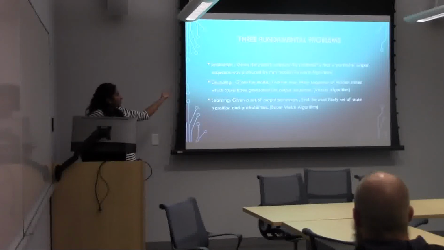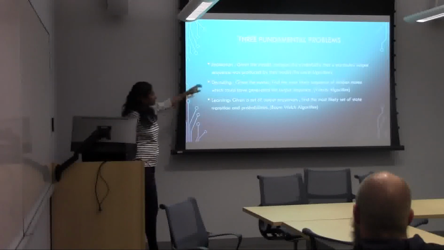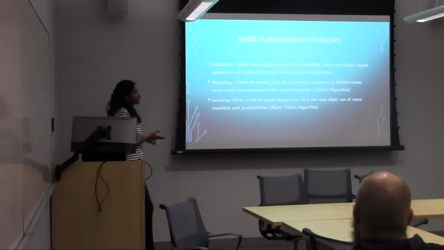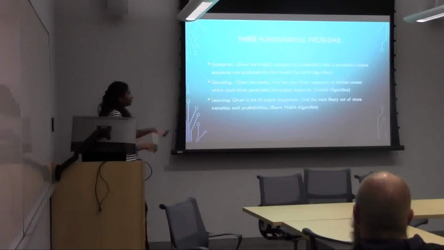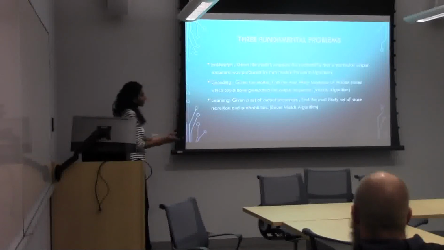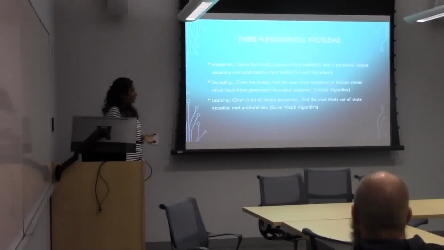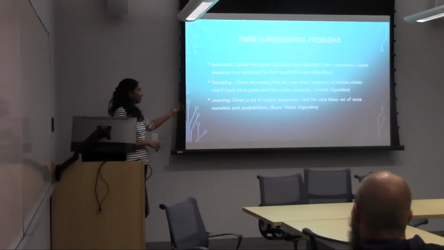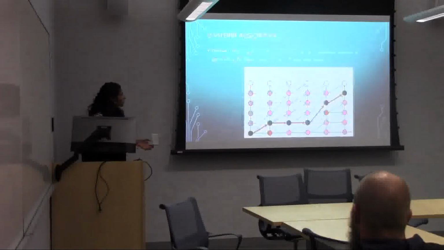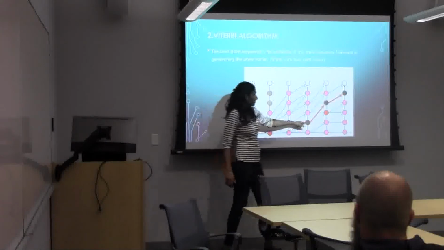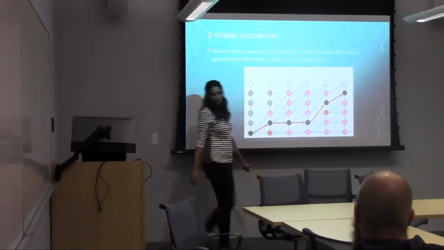Basically, this hidden Markov model is to solve three problems: evaluation, decoding, and learning. Evaluation is like, if we have a model, we could compute how probable it is to get a particular output sequence. In the decoding problem, if we have a model and an output sequence, we could find the most likely sequence that could have generated that particular output sequence. Like we could actually see the path it could have traversed to reach the endpoint.